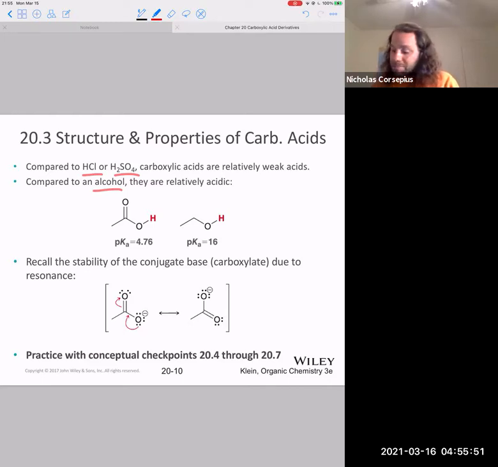What makes them so much better than an alcohol is simply that resonance stabilization of that negative charge, right? So the presence of that other oxygen means that you have these two resonance structures helping to stabilize that negative charge. Anything that increases the stability of the conjugate base will increase the acidity.